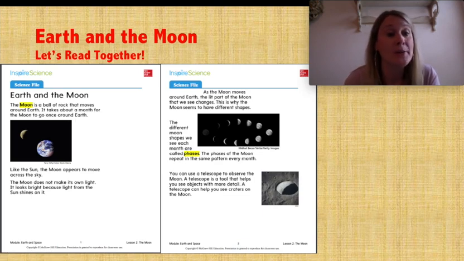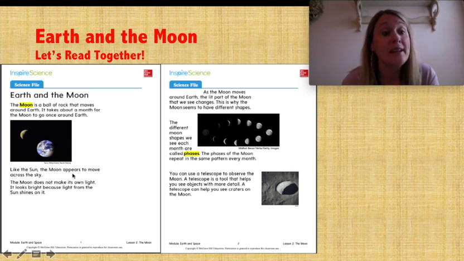So here's a picture we can see of the Earth and the moon. Okay, so this part's in shadow because the sun is not lighting up that part of the moon, so we can't see that. That's the dark side of the moon that we're looking at here in this picture. So let's come down here in this next paragraph. Like the sun, the moon appears to move across the sky. It's in its orbit, right? The moon does not make its own light. We learned that. It looks bright because light from the sun is shining on it.